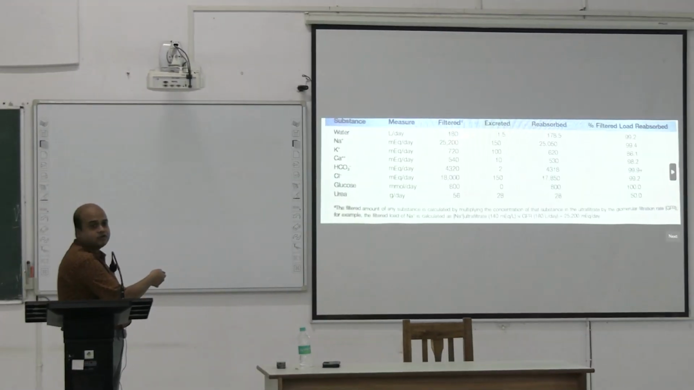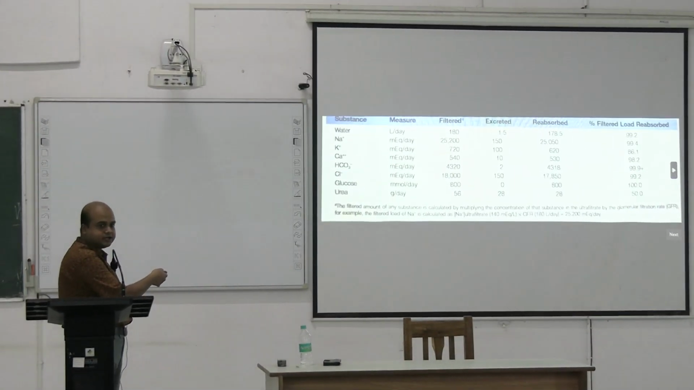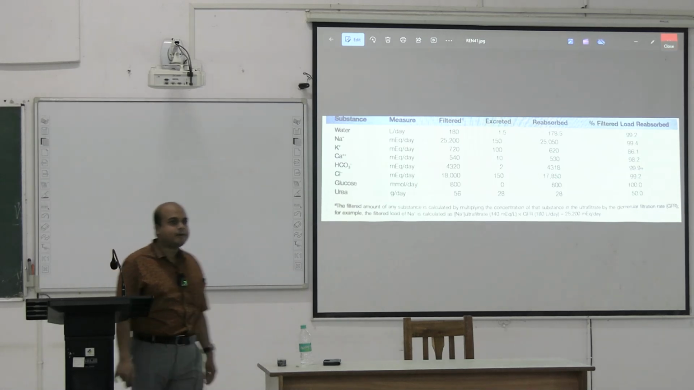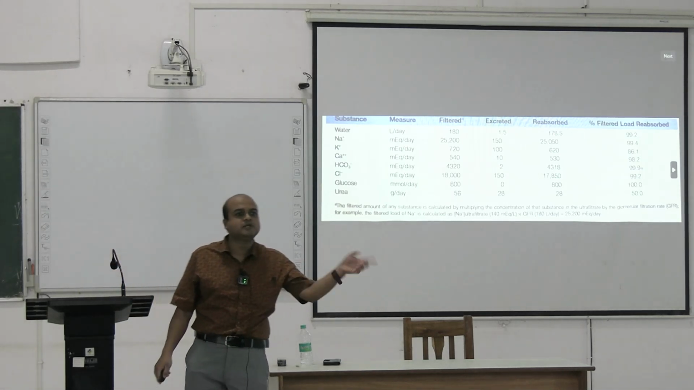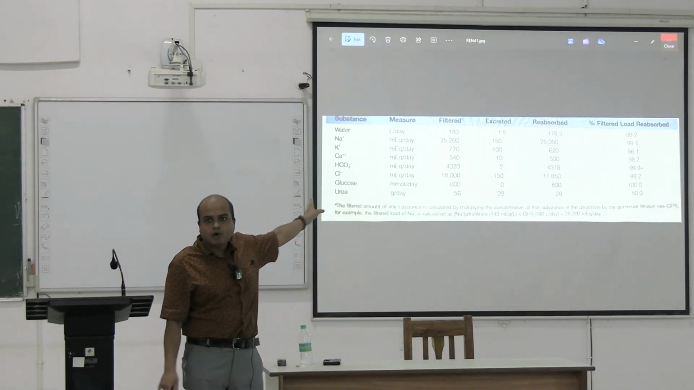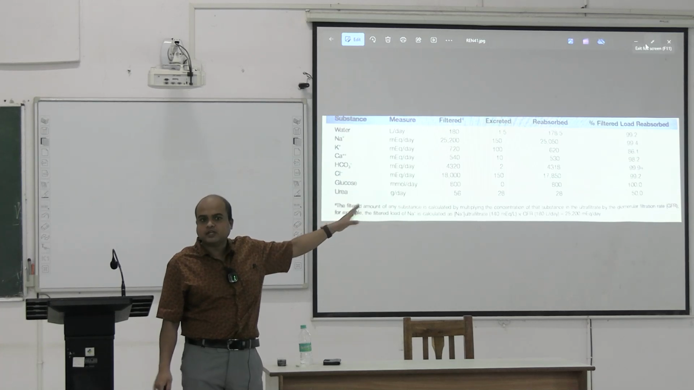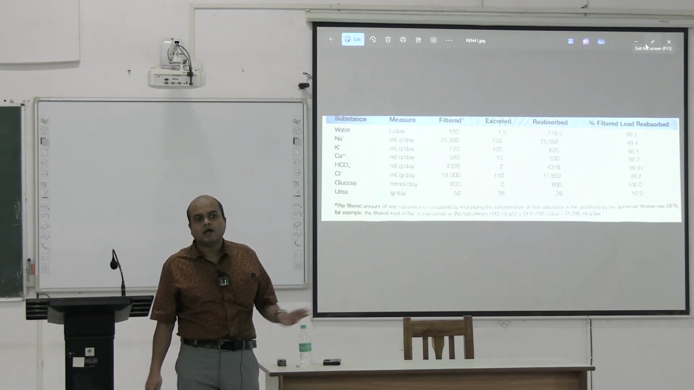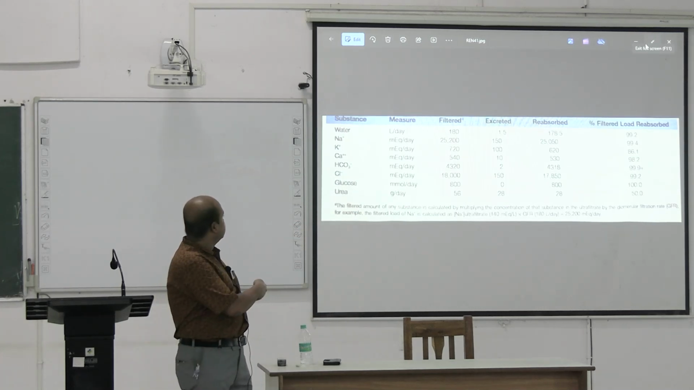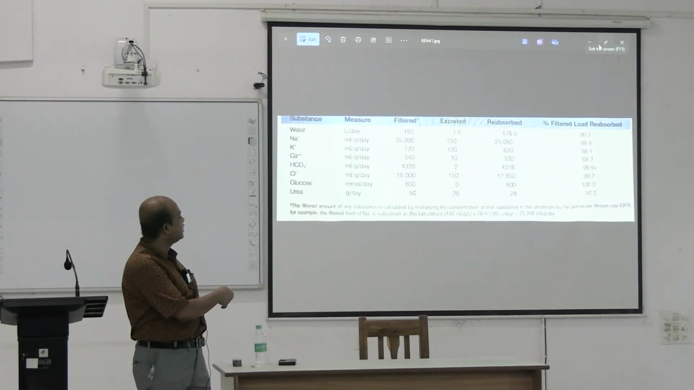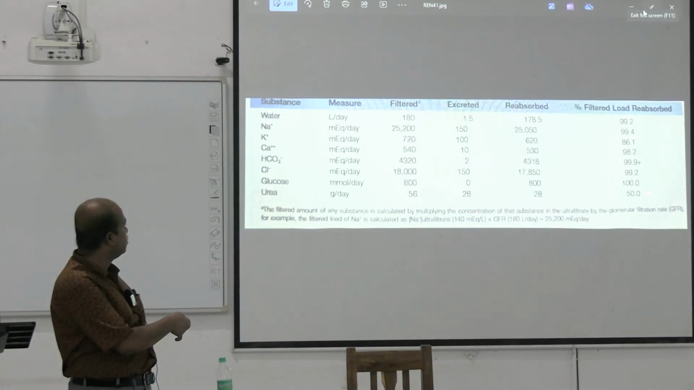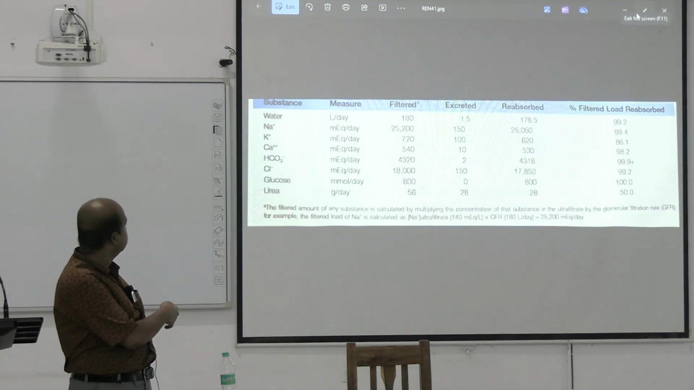Water, 180 liters per day filtered. 125 ml per minute into 24 hours, that is 24 into 60 minutes, gives 180 liters per day, most of which is reabsorbed. So 1.5 liters is the average volume of urine. Sodium is in milliequivalents now. Most of the filtered load is reabsorbed. Glucose, see, 100% is reabsorbed.